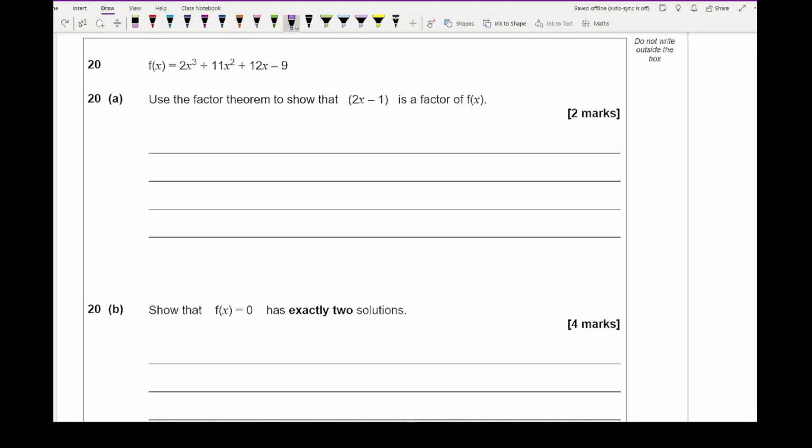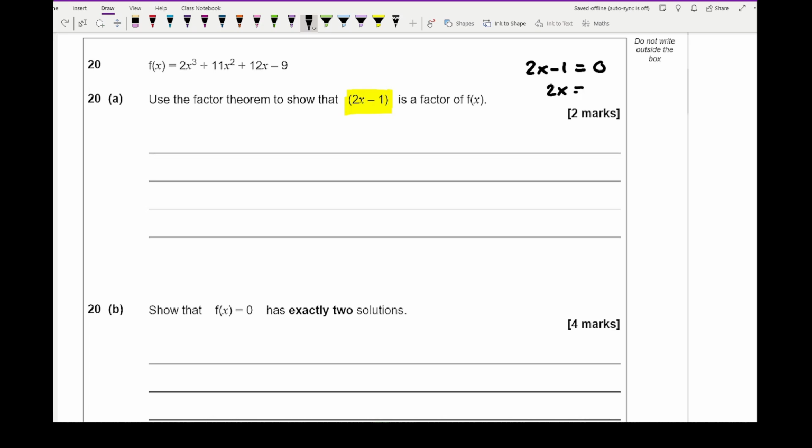Then moving on to question 20, it says f of x equals 2x cubed plus 11x squared plus 12x minus 9. And for 20a it says use the factor theorem to show that 2x minus 1 is a factor of f of x. Well, for this what we need to do is use this factor to work out what number we need to substitute in. So with these, you make the expression equal to 0 and then solve it for x.